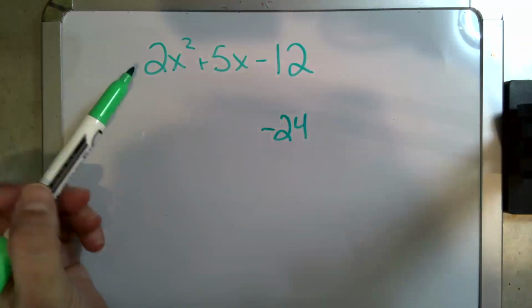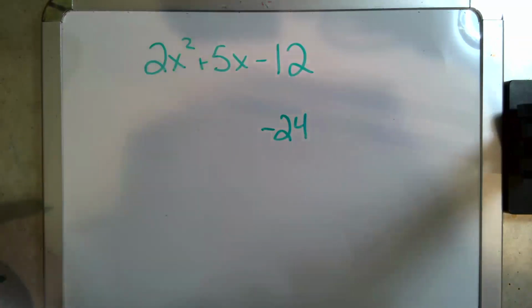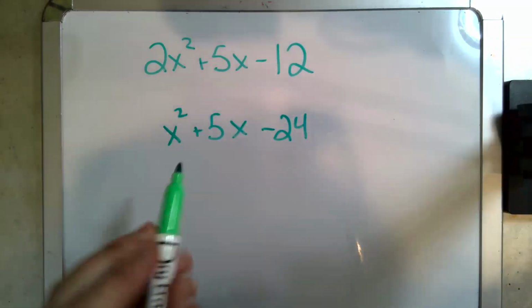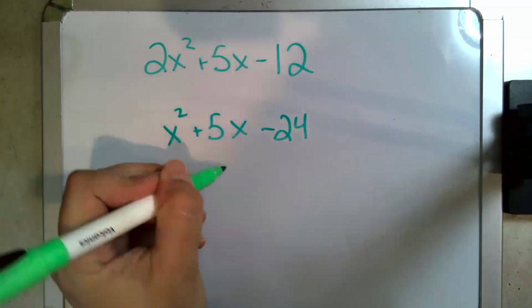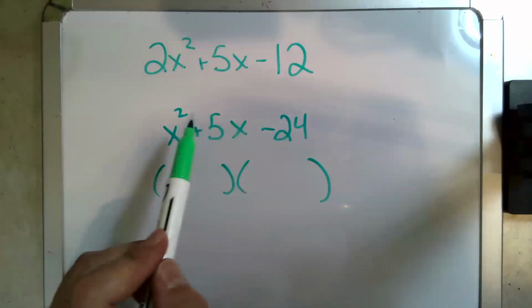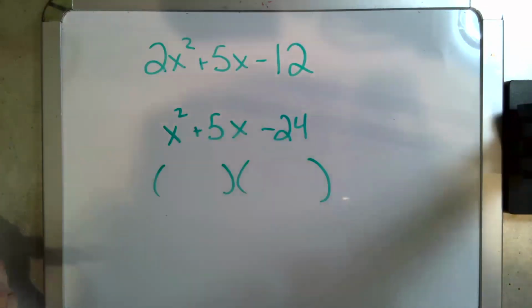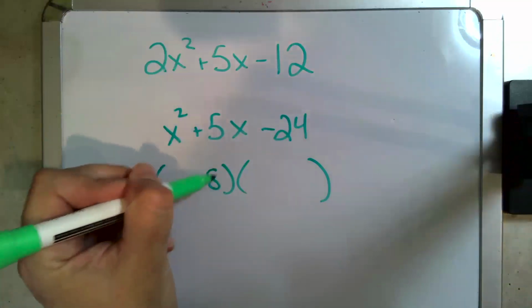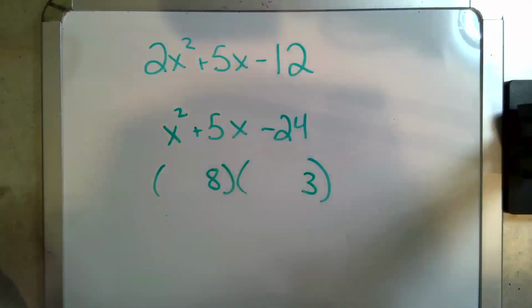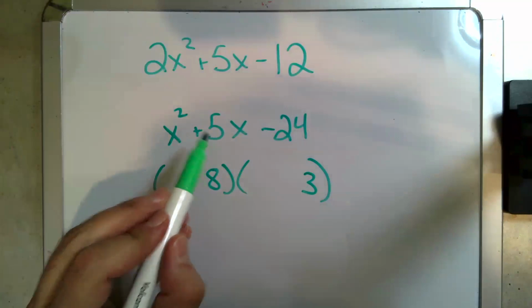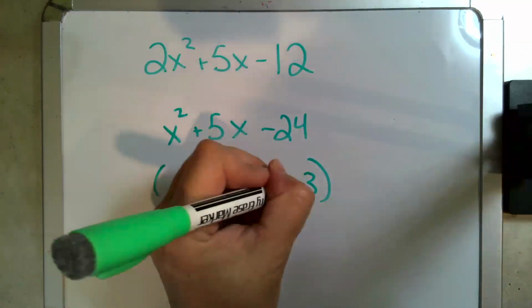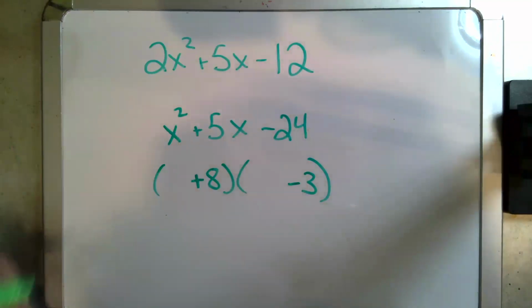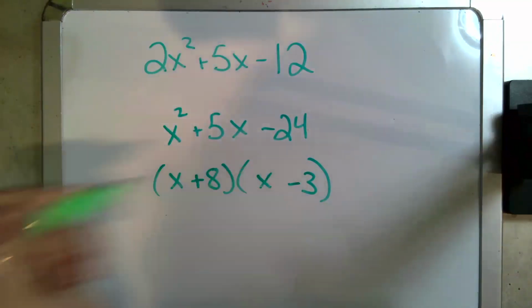Now we're going to rewrite this term with our a removed, and we're going to bring our b straight down. And now we're going to go ahead and factor this new equation. What multiplies to negative 24 but adds to 5? Well, I see our factors 8 and 3 as looking pretty good. And to end up with a positive 5, I need that to be a positive 8 and a negative 3. And then because this is just x squared, that's x and x.